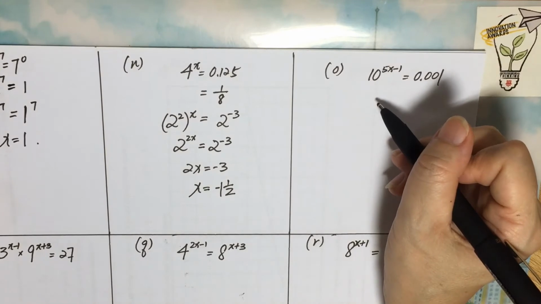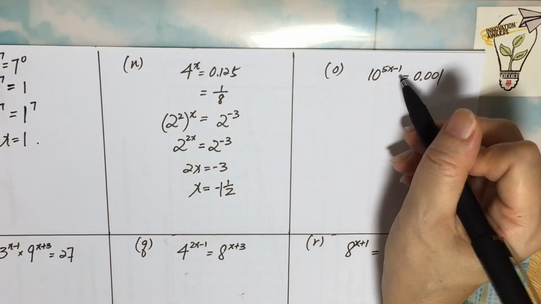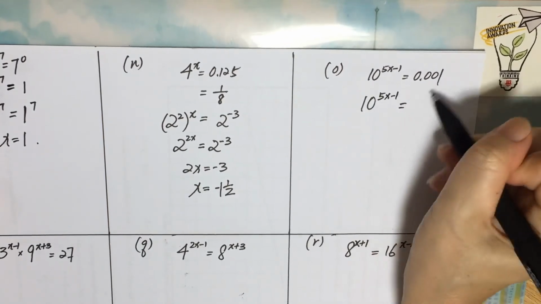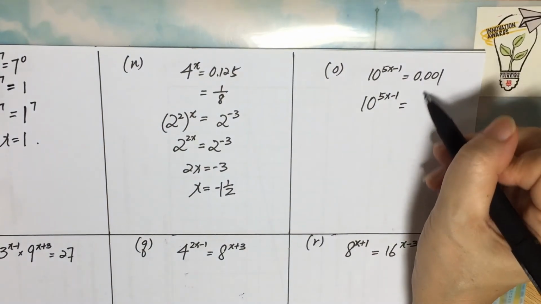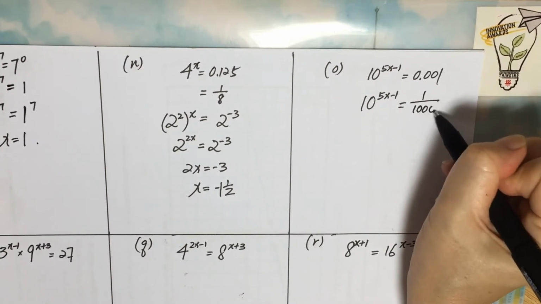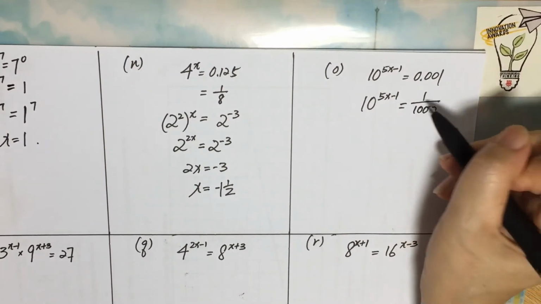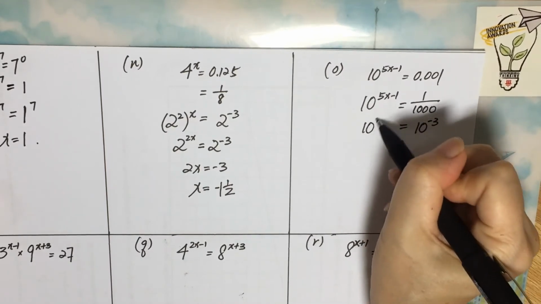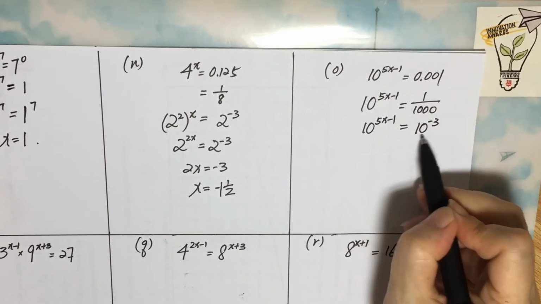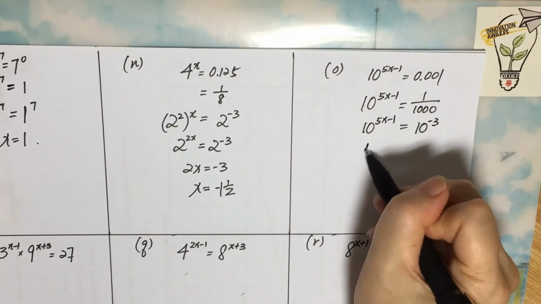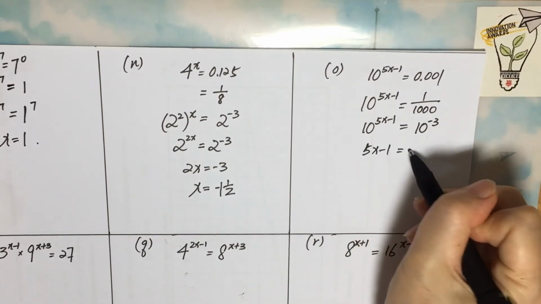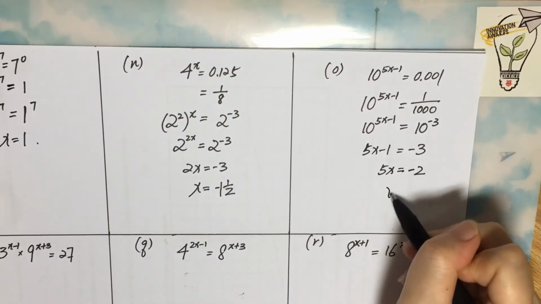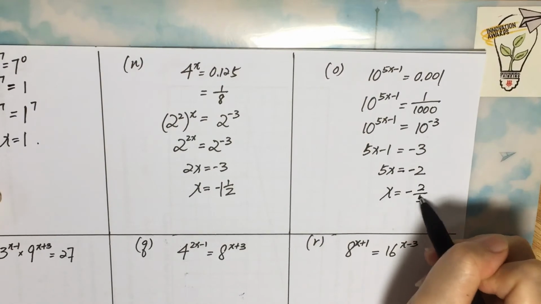Okay, question O. 10 to the power of 5x minus 1. So on the left hand side is base 10. Okay, we don't change it. This right hand side, we can change it to 1 upon 1000, which is 0.001. And 1 upon 1000 is actually 10 to the power of negative 3. So 10 to the power of 5x minus 1 equals 10 to the power of negative 3. Same base. So the two numbers are the same. Of course, the powers must also be the same. So we have 5x equal to negative 2. So x is equal to negative 2/5.